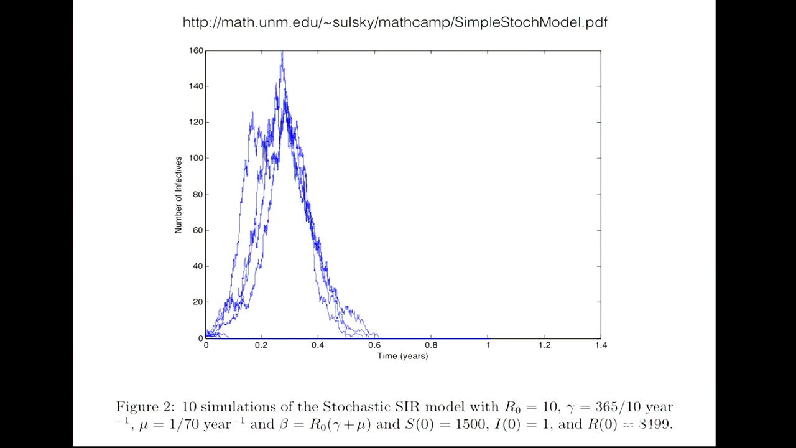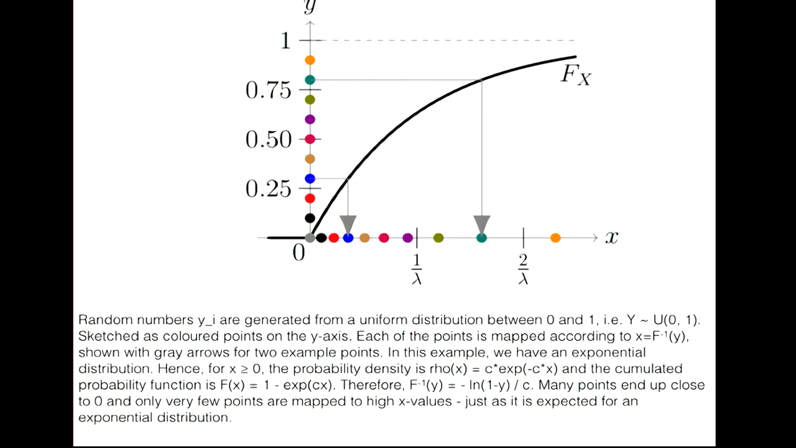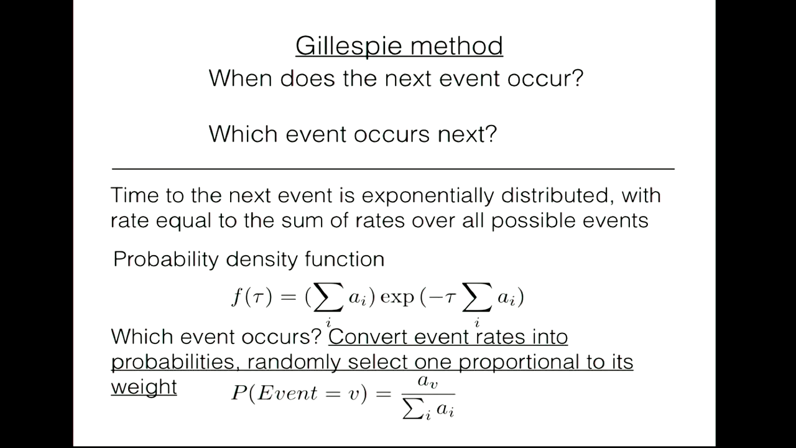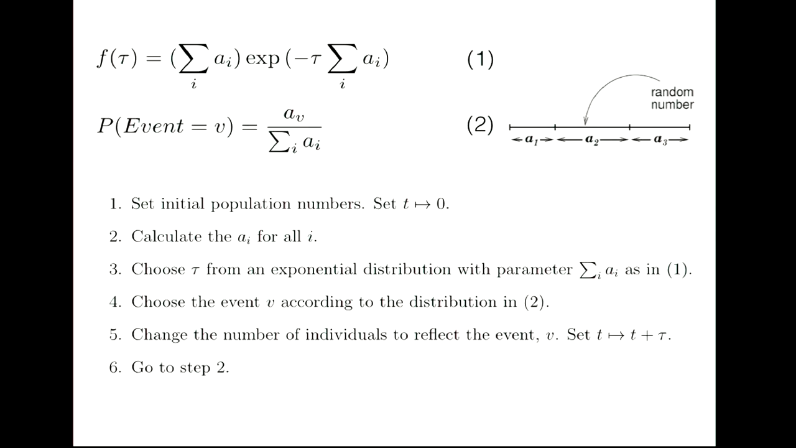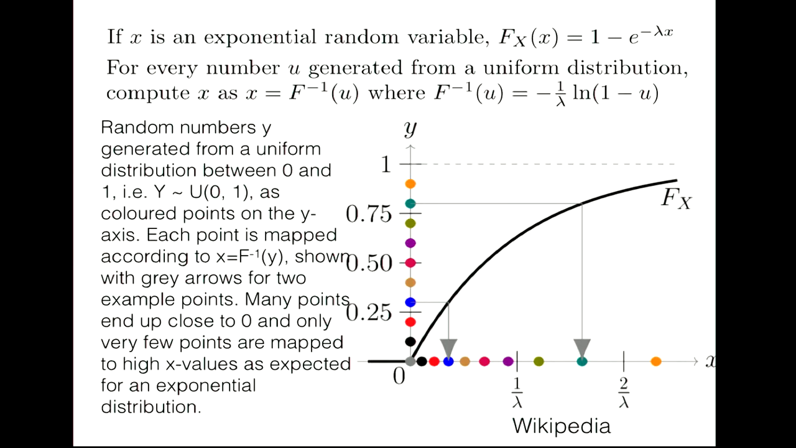I can now take this algorithm. Remember that I specified what the algorithm was when I wrote this equation here. So this is: set the initial population numbers for S, I, and R, update them reflecting the infection, and so on. But now, because there is this element of stochasticity, I start off by sampling from an exponential probability distribution. As I run my program again and again, I will generate different sequences of random numbers. Therefore, the increase and the decrease of the epidemic will be different in each case.